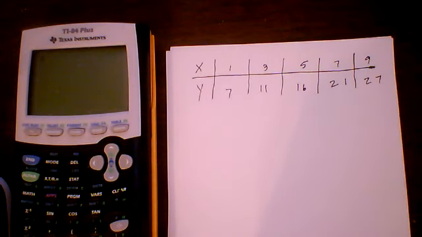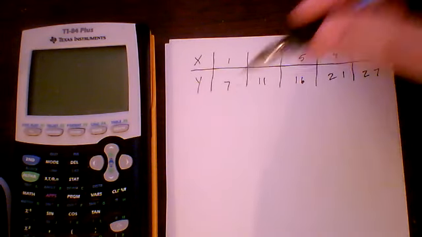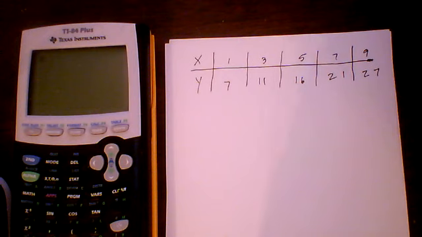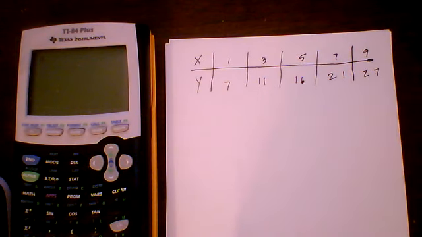Okay, so next, let's take some data here. We've got a table with some X values and some Y values in them. Let's use this table to make a scatter plot. Then we'll talk about whether it's a good linear regression candidate, and then we'll do a linear regression on this data and see what it looks like.